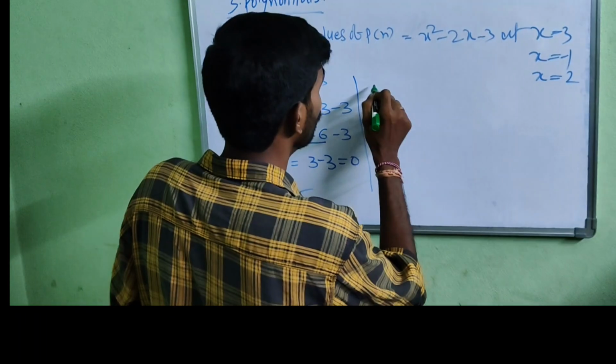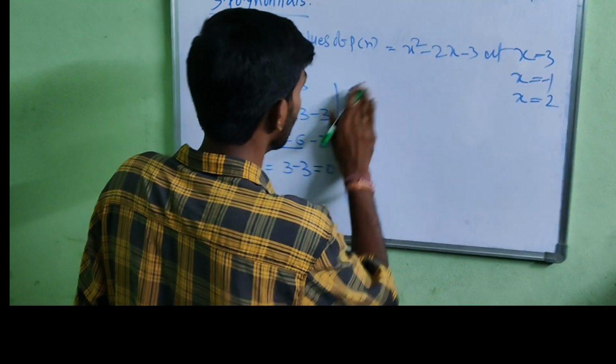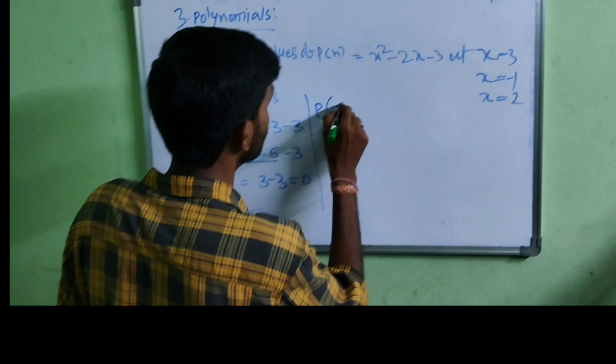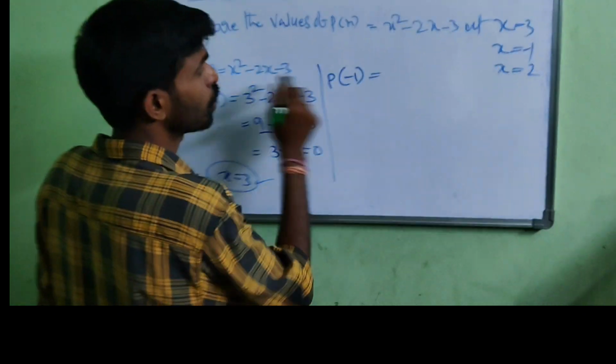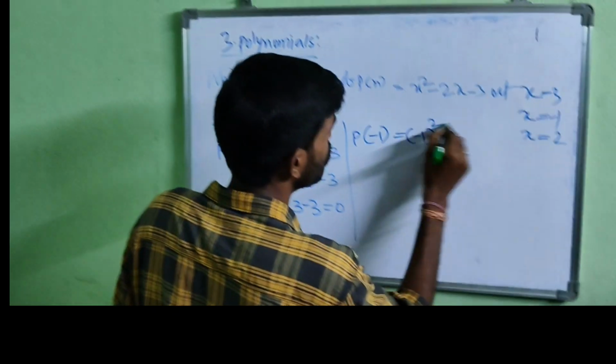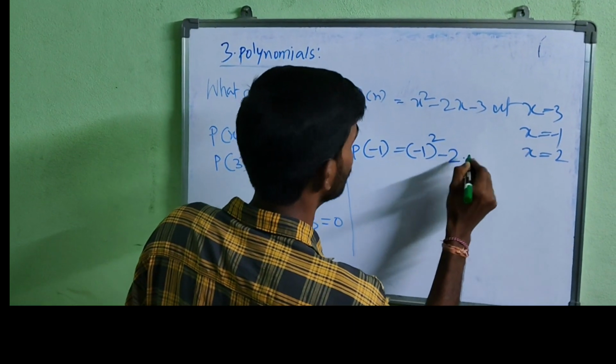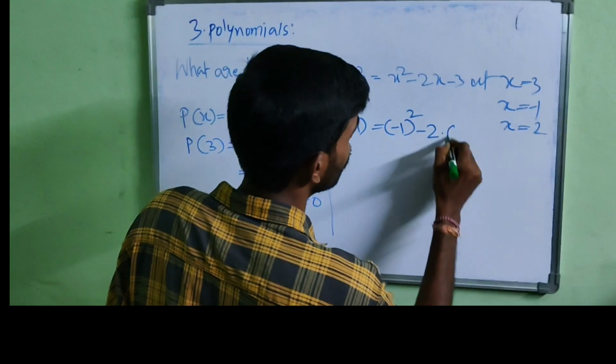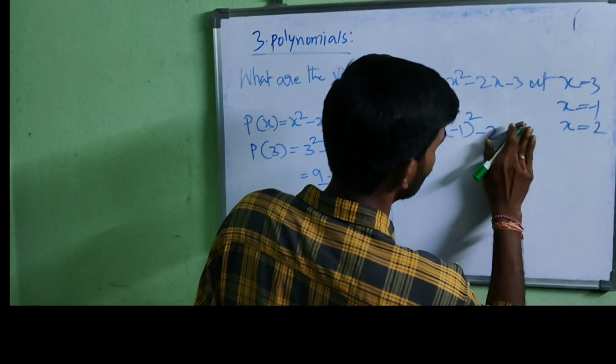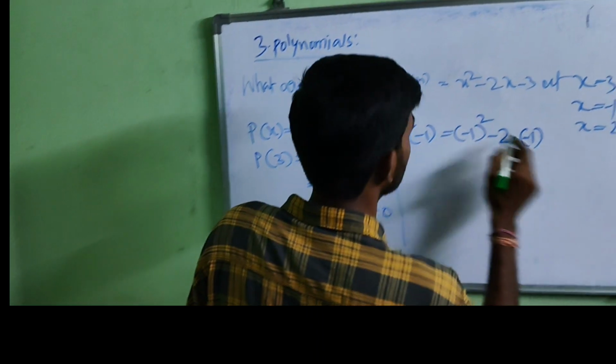Next, x equal to minus 1. Now p of minus 1 is equal to x square, which means minus 1 whole square, minus 2 into x, which is minus 1, then minus 3.